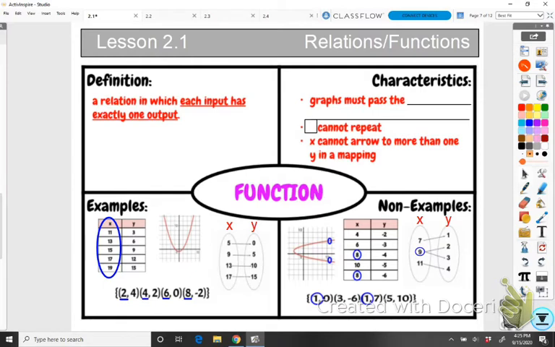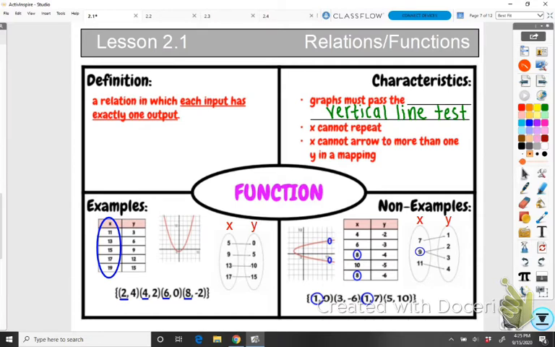Some characteristics: a graph, the quick test for a graph is called the vertical line test. You might remember what that is, but we'll talk about that. It must pass this vertical line test. The x variable, the numbers for x or the domain values cannot repeat. And in a mapping, x cannot arrow to more than one y.